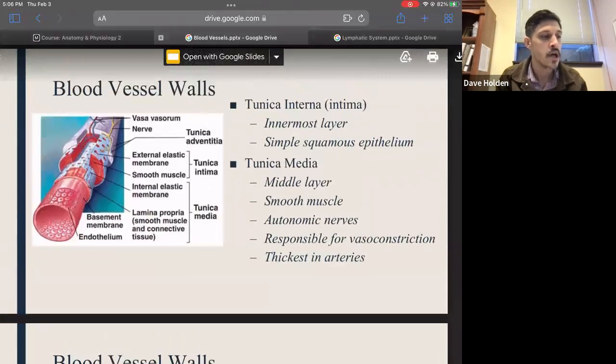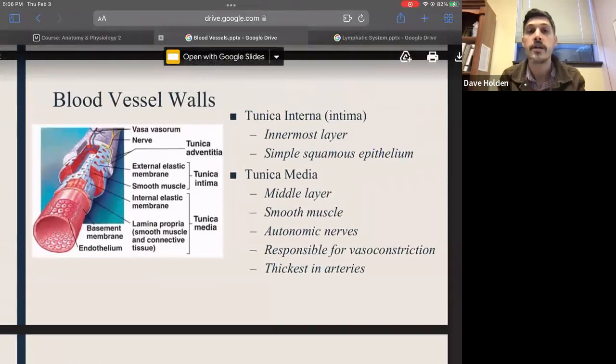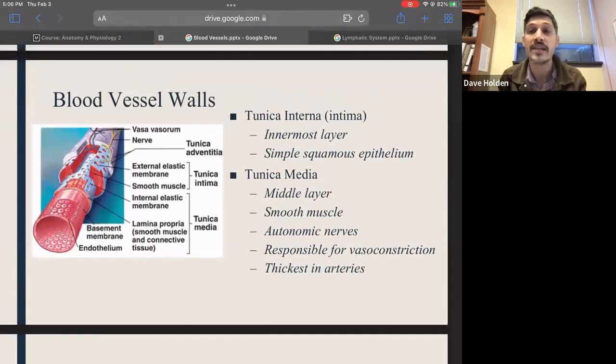So let's start with the innermost layer, the tunica interna, or the tunica intima. Welcome to anatomy. Everything has 5 names. We all just have to move on. Interna or intima, both of these are saying this is inside of me. This is an intimate layer because it's very close with the blood. This layer is made of simple squamous epithelium.